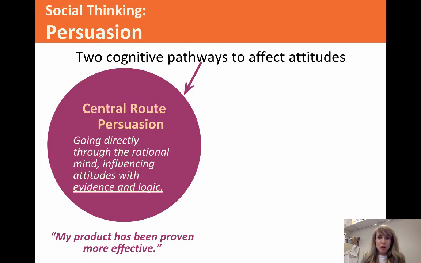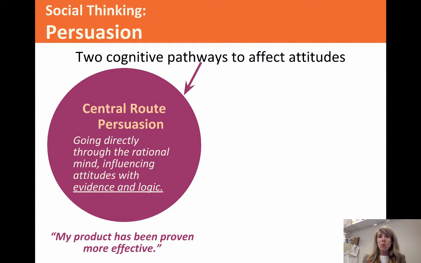What are some ways that I could do that? There's two different ways that I could do this cognitively, which is giving you information, right? So the first thing is through the central route. And this is basically me giving you evidence and logic. Like I provide you with facts and research and data and all of these things to try to convince you of a particular attitude.